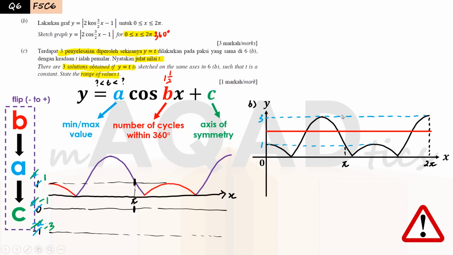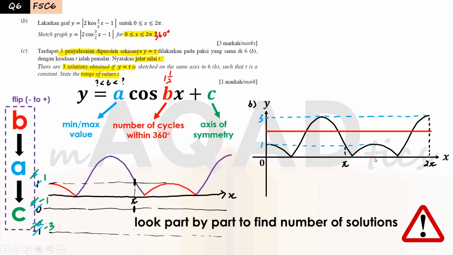So now for each part in this graph, let us find the number of solutions, or the number of intersection points. I'm going to start off with the x-axis here. If we see, we have 1, 2, 3 intersection points. So this can be our answer. I think you all can see the tick. Let me draw it here. So this can be one of our answers.